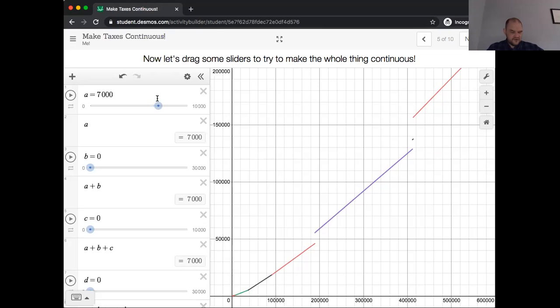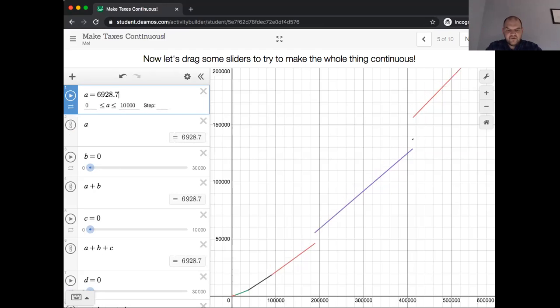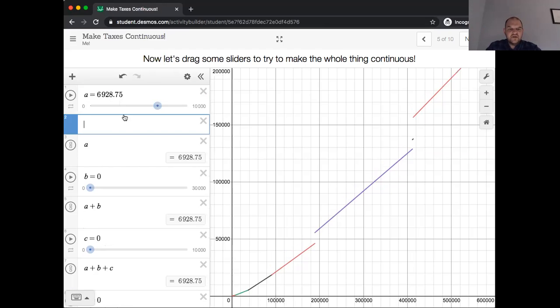So this is the third one. Let me take a look at my notes on my iPad. Yeah, this is the value of A. We calculated A and got 6928.75. The next thing is not the same as B in the notes, but the number down here will be. So we got 6928.75, but this is the last one I'll be able to fix.